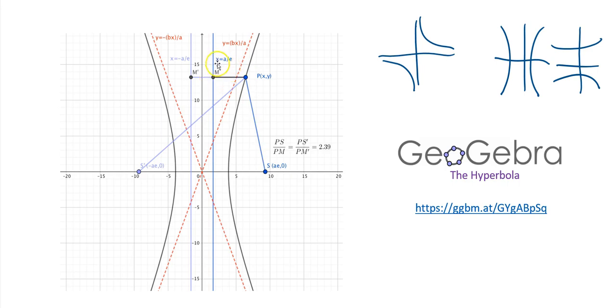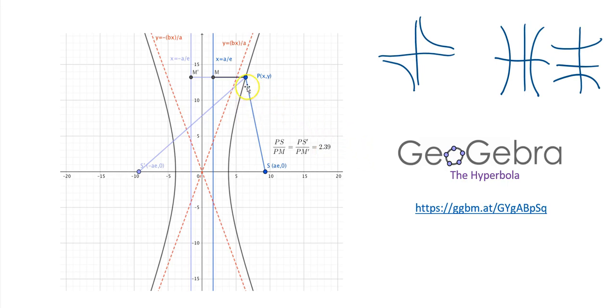You'll notice that the directrices are a on e, and they're a smaller value than where the vertex is, simply because e is going to be greater than 1. So when we divide by something greater than 1, we get a smaller value. Likewise, the focus, because it's ae, is going to be beyond the vertex. So it's inside the hyperbola, if you like. And the ratio of PS to PM, which is the eccentricity, is going to be a value greater than 1. In this case here, it's 2.39.